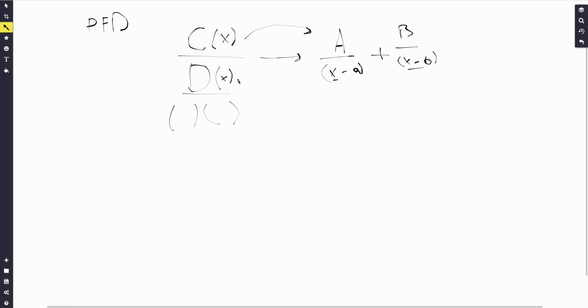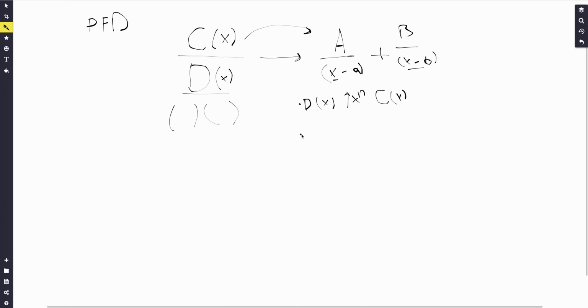Before we get into some examples, there are some rules that you guys need to be aware of. So when solving for PFD, the denominator, which we labeled as d of x here, has to have a higher degree compared to the numerator, which we labeled as c of x. So basically, say if c of x was x squared, then d of x has to be a degree higher than that. It can't be lower than that, basically.